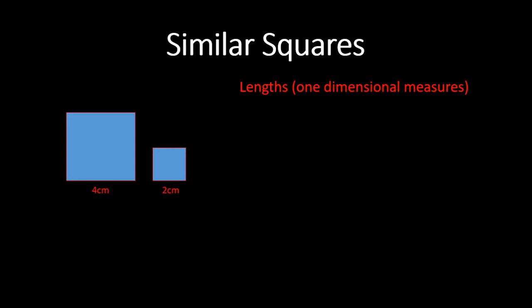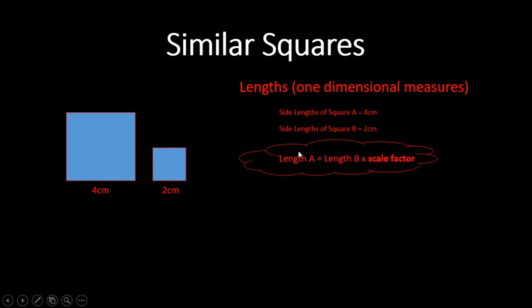So when we're looking at one-dimensional lengths, we're trying to find the scale factor, and it's just the scale factor, not squared or cubed, just the scale factor that links one length to the other. If the side length of A is 4 and the side length of B is 2, I could say that the side length of A is equal to the side length of B multiplied by some number, some scale factor. That's the number that makes the enlargement, or if it's been made smaller, it's still called an enlargement, but it might be a fractional value.